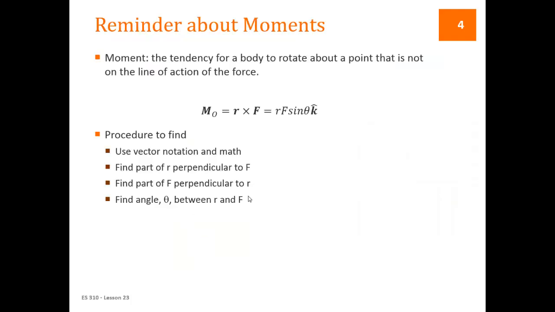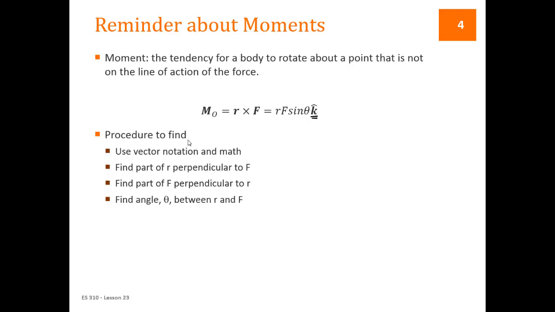Since we're dealing with moments, let's take a moment to review that. We saw moments in statics. Remember, the definition of a moment is the tendency for a body to rotate around a point that is not on the line of action of the force. And so, if we apply a force to a body, and it is some distance r from the point of interest, it may cause that body to rotate. So in vector math, the moment is the cross product of r and F, which can also be written as r times F times the sine of theta. And it is in the k-hat direction. It's usually pointing perpendicular to the plane of motion.